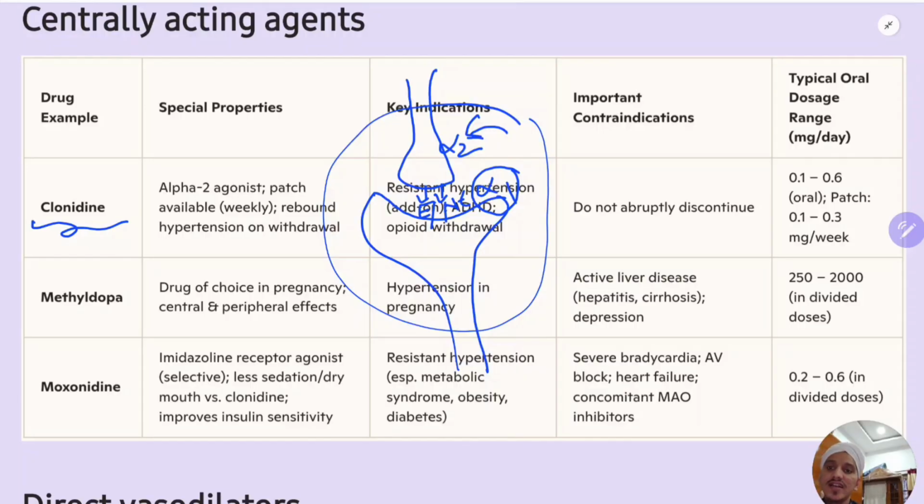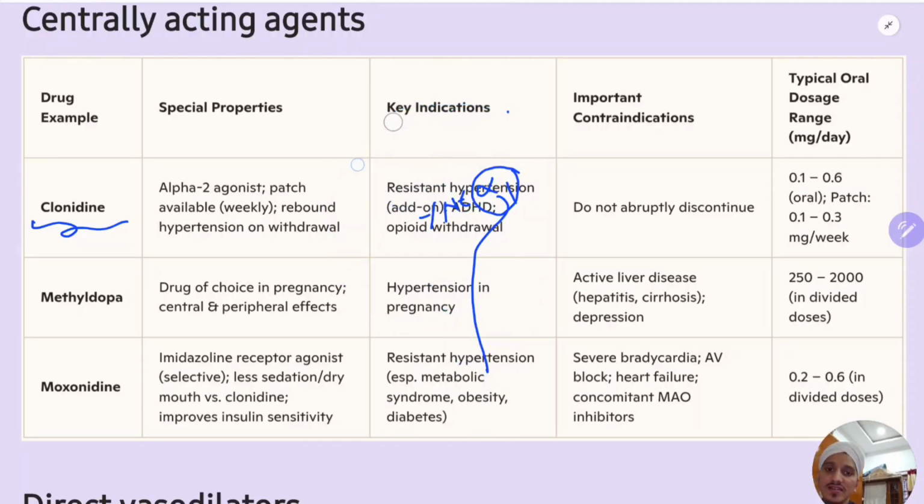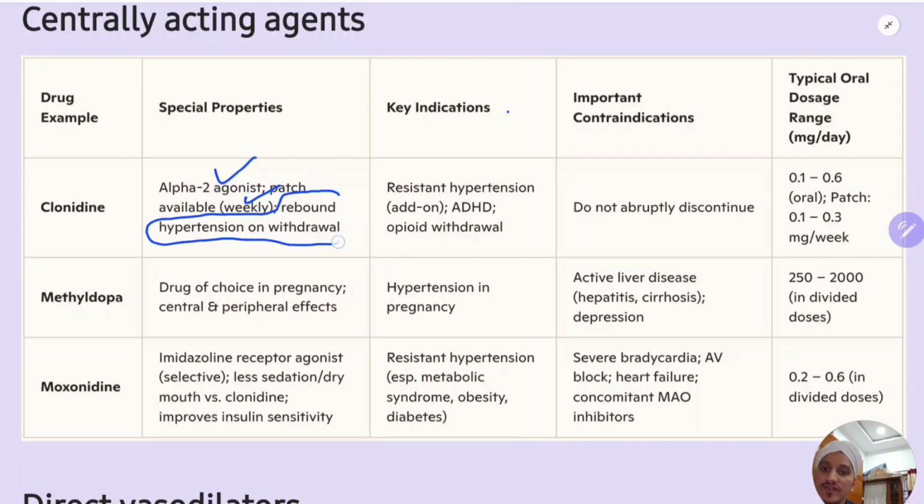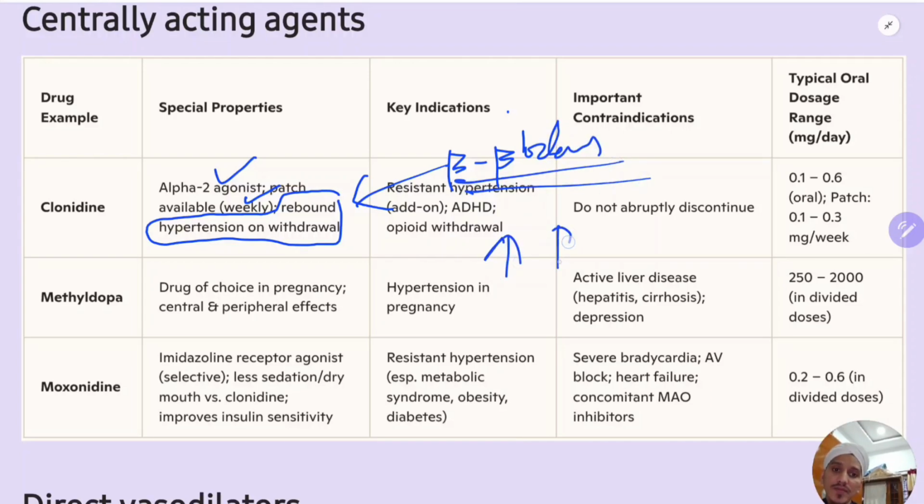So that's how this centrally acting alpha-2 agonist works. These are not antagonists, they are agonists. Agonistic activity will decrease the release of epinephrine and norepinephrine. That's the mechanism. It can be used as a patch, available weekly. An important point is rebound hypertension on withdrawal, and this is also important for beta blockers. Beta blockers you should not stop abruptly, because there is a chance of rebound hypertension. The patient will have increased BP after abrupt cessation of these drugs. Similar to these centrally acting agents, beta blockers should not be stopped abruptly.